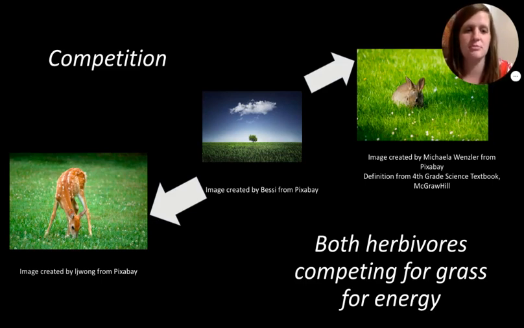According to your textbook, competition is the struggle among living things for water, food, or other resources. Oftentimes in ecosystems, it's the competition between the same level on the food chain for needed resources. So for example, a rabbit and a deer might both compete for plants for energy. They are both herbivores who need plants to survive.